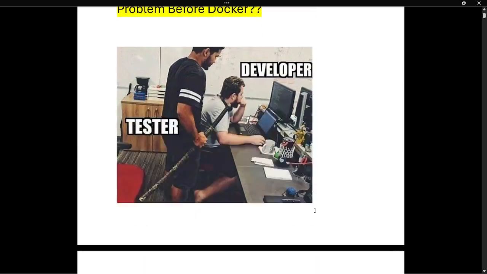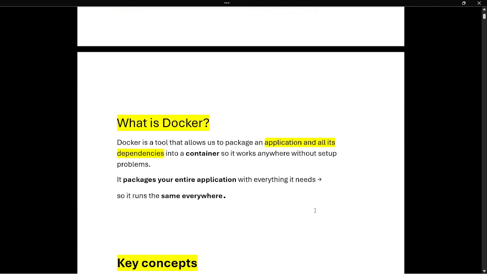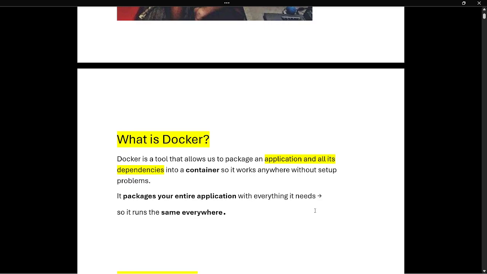Now we will understand what Docker is, what its benefits are, and the key concepts related to Docker. First we understood the problem and why Docker comes into the picture. Now we'll understand what Docker is. Docker is a platform that packages your application and all its dependencies into a container, so it works everywhere without any setup problem. It does only one thing: it packages your application and dependencies, and it runs everywhere.